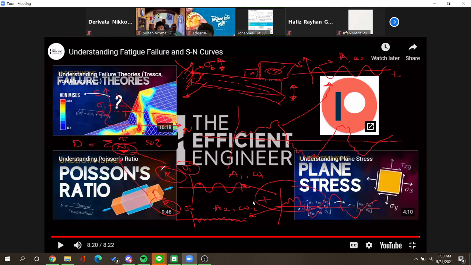So when this sigma 1 creates, for example, about 50% of the damage, and this sigma 2 creates 20% of the damage, then D is less than 1. So it will be safe from fatigue failure. It means that this combined load will not induce any fatigue damage on the structure.